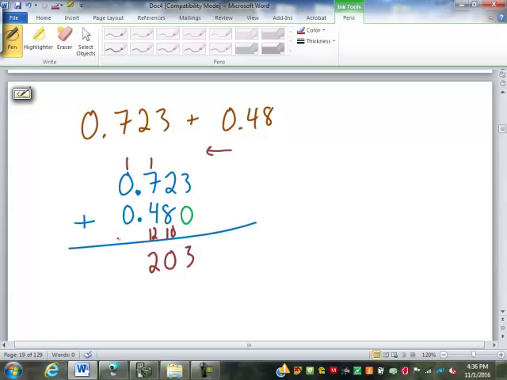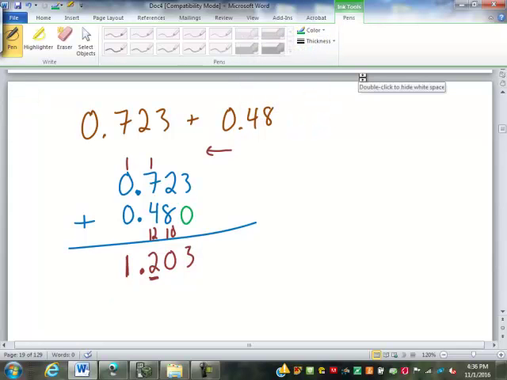Now, before I can add that column, I have to bring down my decimal point. Remember we said when we add or subtract, we keep the same name. Bringing that decimal point straight down is keeping that same name. So this stays tenths. Now I've got the 1, 0, and 0. That's a 1. 1.1.